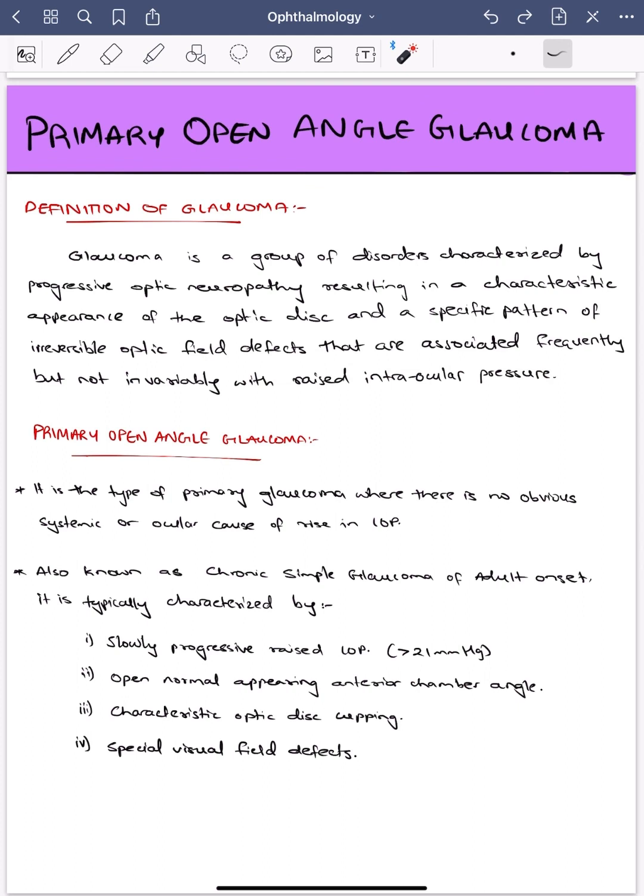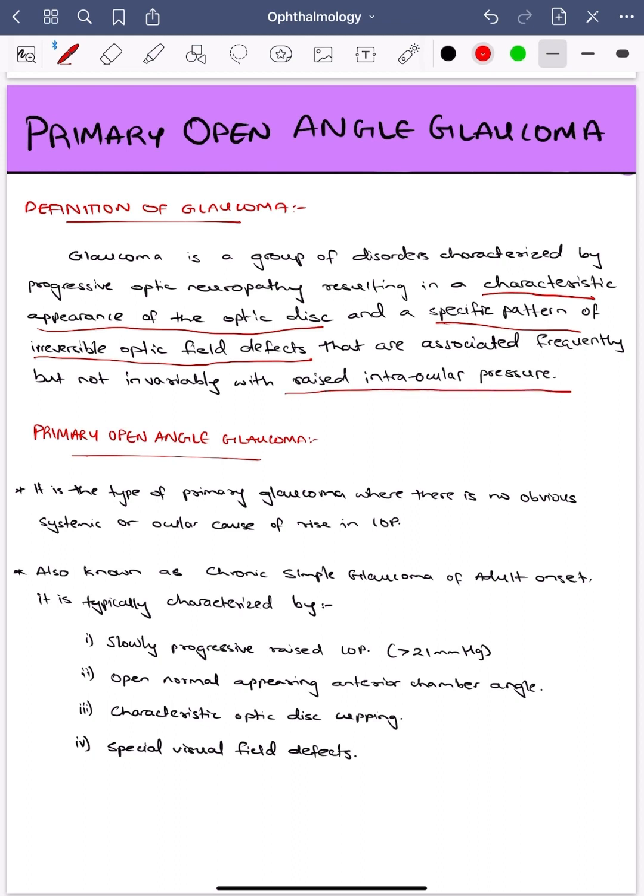Now, in the definition, there are three important things to note. Glaucoma is a progressive optic neuropathy which results in characteristic appearance of the optic disc. So this is the first thing you need to note: characteristic appearance of the optic disc, specific pattern of irreversible visual field defects, and which is usually associated with raised intraocular pressure. So these are the three important things to note in the definition: the characteristic appearance of the optic disc, specific pattern of irreversible visual field defects, and raised intraocular pressure. Now, out of these three things, if two are present, then it is known as glaucoma.